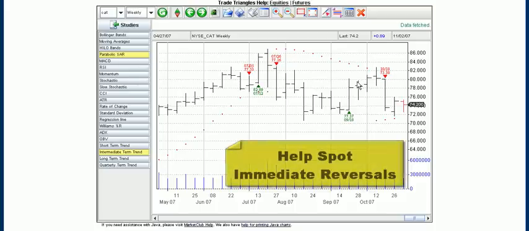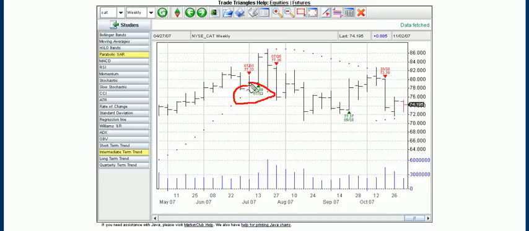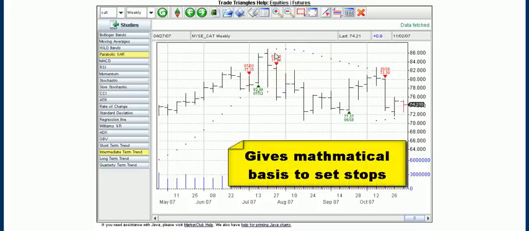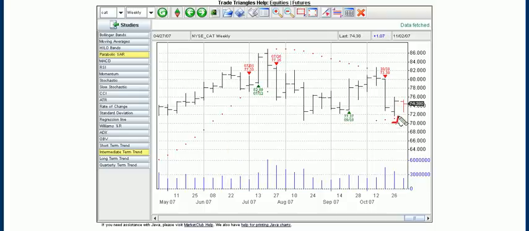The second main purpose is the SAR dots help spot immediate reversals. We see the dots on the bottom of the ticks here, and then on the top of the ticks here, suggesting this was the point of the reversal. The third purpose is to give a mathematical basis for setting stop losses. These dots are the value for the individual stop loss placements themselves, and each value should be used until the next dot is issued.